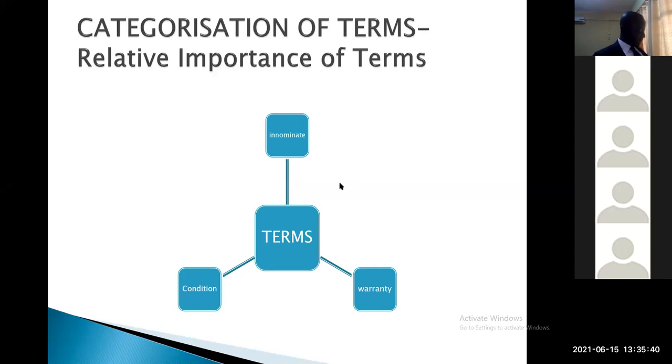And we made the point that not too long ago, just 50 years or so ago, a hybrid term or intermediate term known as an innominate term was also recognized by the court. So making terms now either a condition or warranty, or in limited cases, an innominate or hybrid term, as the case may be. So we move on to take them one after the other.